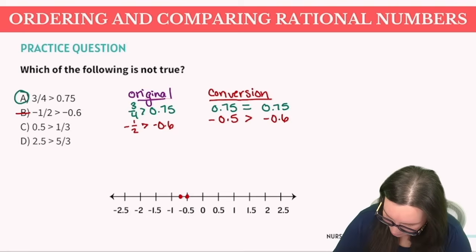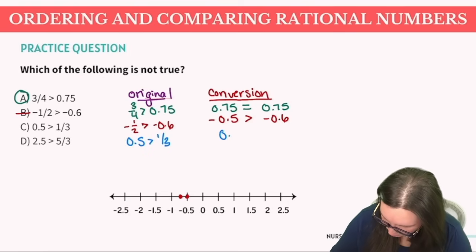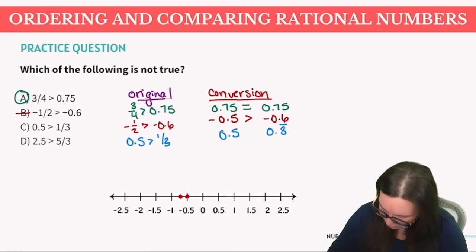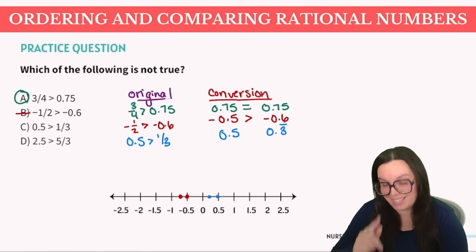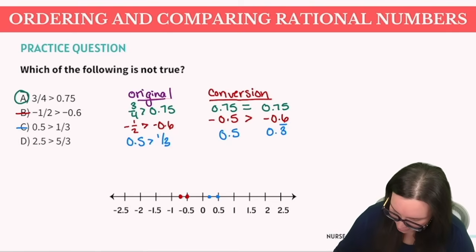So next we have 0.5 is greater than 1/3. So as we know, we have 0.5, and then 1/3 is going to be 0.3 with a little line above it. So is 0.5 greater than 1/3? Yes, absolutely. So we can automatically eliminate that.